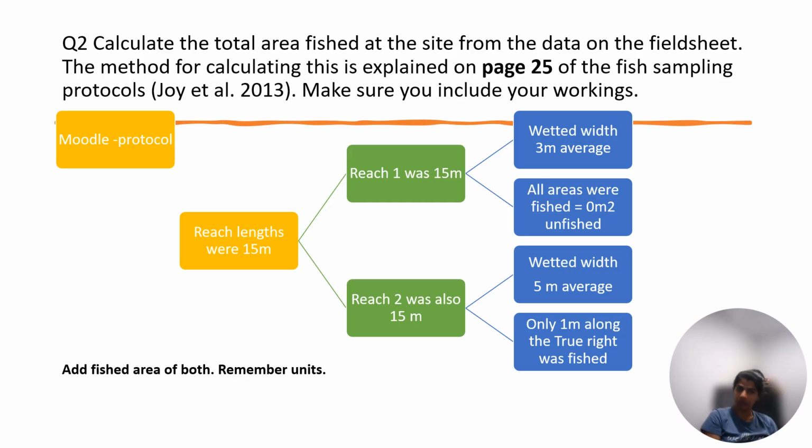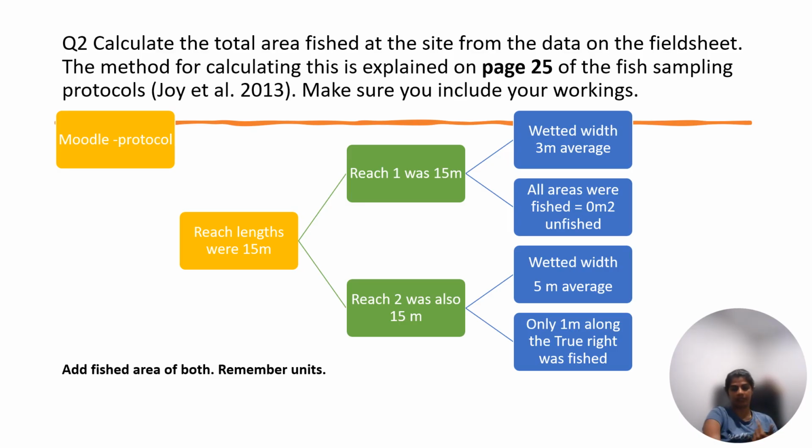So go through this formula on page 25 of the sampling protocol. When you go to your Moodle, on the fishing field trip section, there should be this protocol for electric fishing, for spotlighting and netting. It's by Mike Joy, he is the author. When you download that, go to page 25 and find how you write that formula down here, and then the distances here.